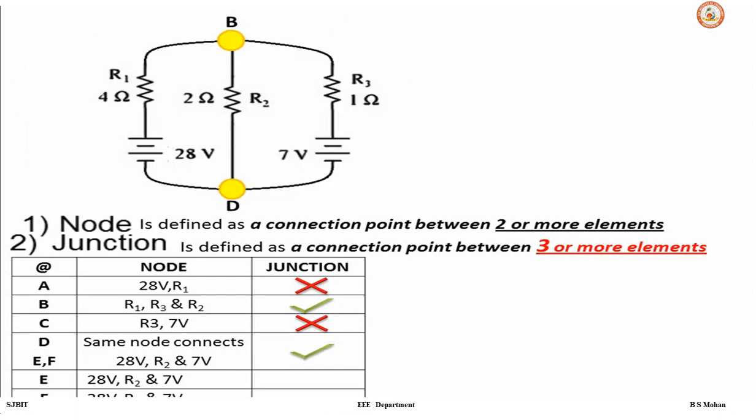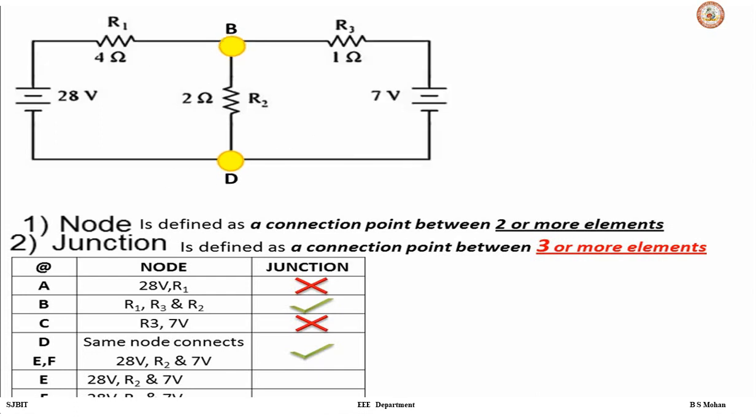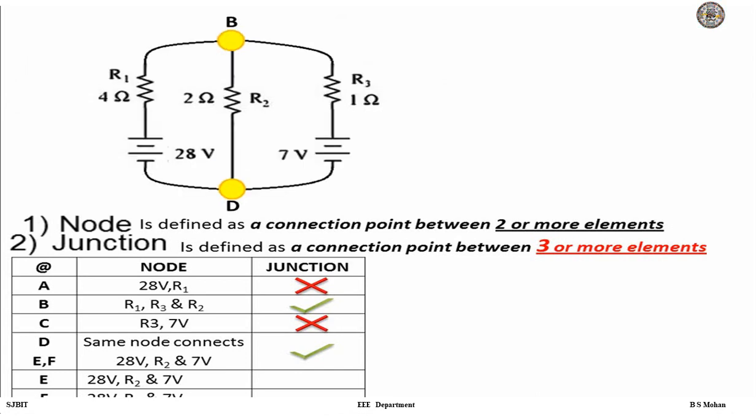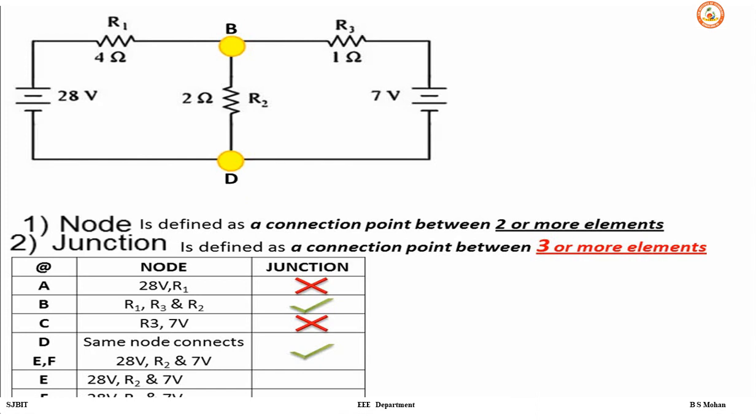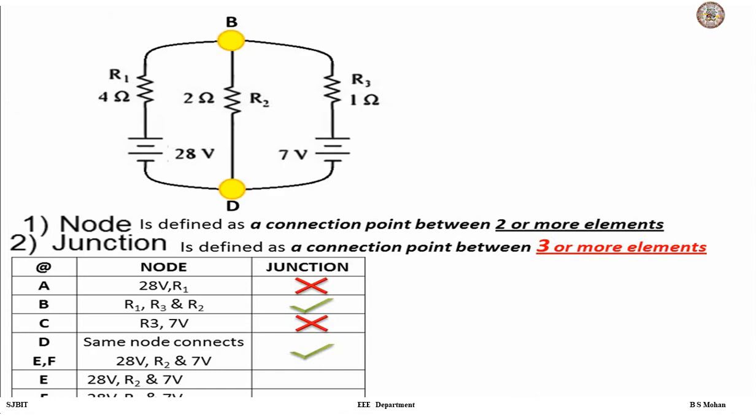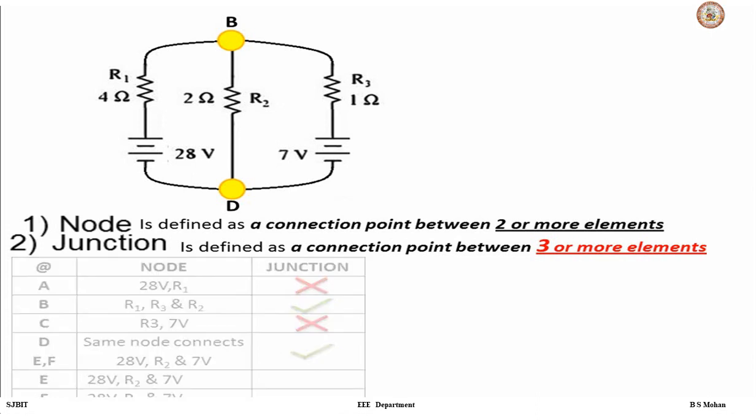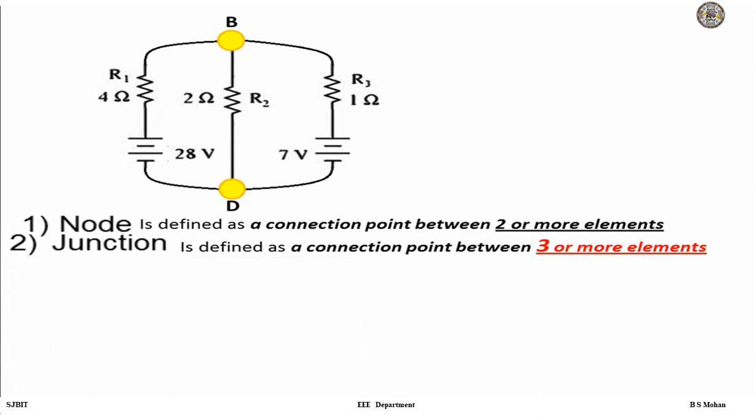So the circuit can also be redrawn in this form. They are still the same electrically. So 7 and 28 are in series, and then 2 ohm is between the two junctions, and then 1 and 7 are again in series. So the circuit is still the same electrically. This will help you to understand further. That's why we have rewritten it in this form.